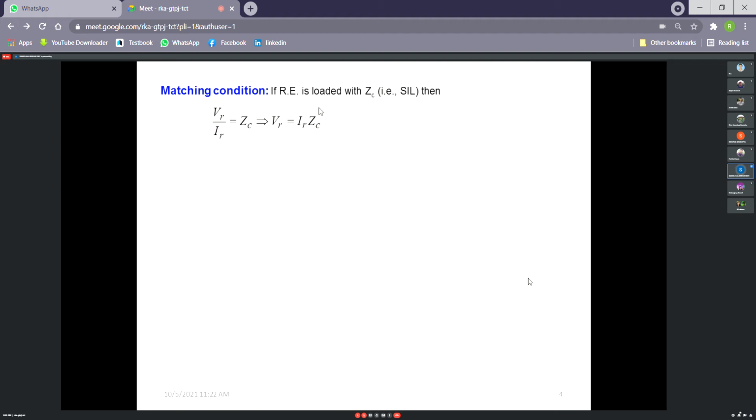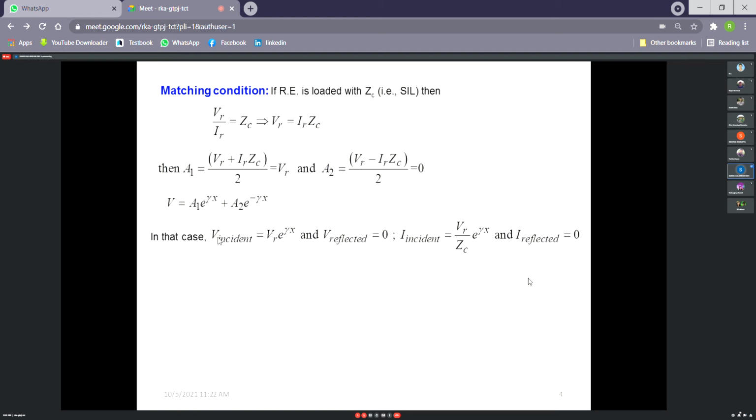Now, if the receiving end is loaded with the characteristic impedance, what happens? This A2 is the reflected wave. In the reflected wave, VR minus IR ZC becomes 0. So if we look at any point of the transmission line, there will be only the incident wave and no reflected wave. We can also verify that, but I have not shown that experiment here, though we can do it.